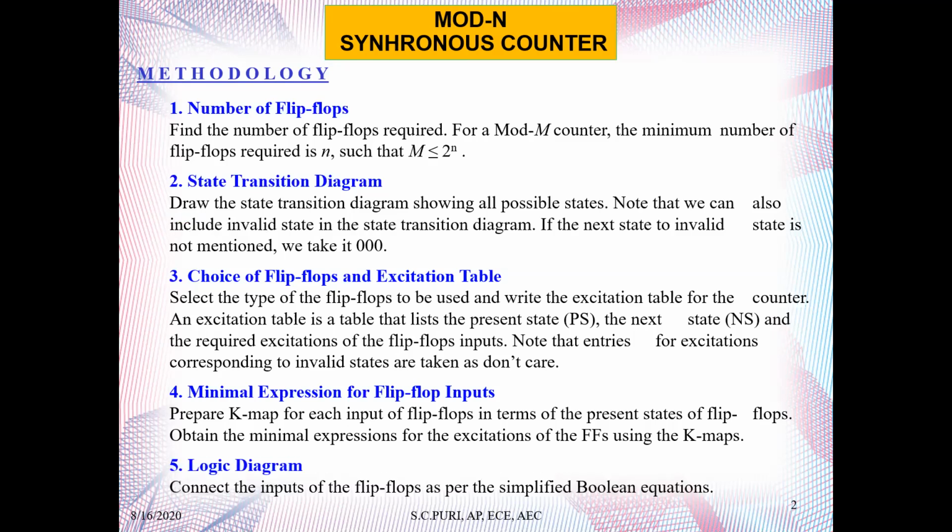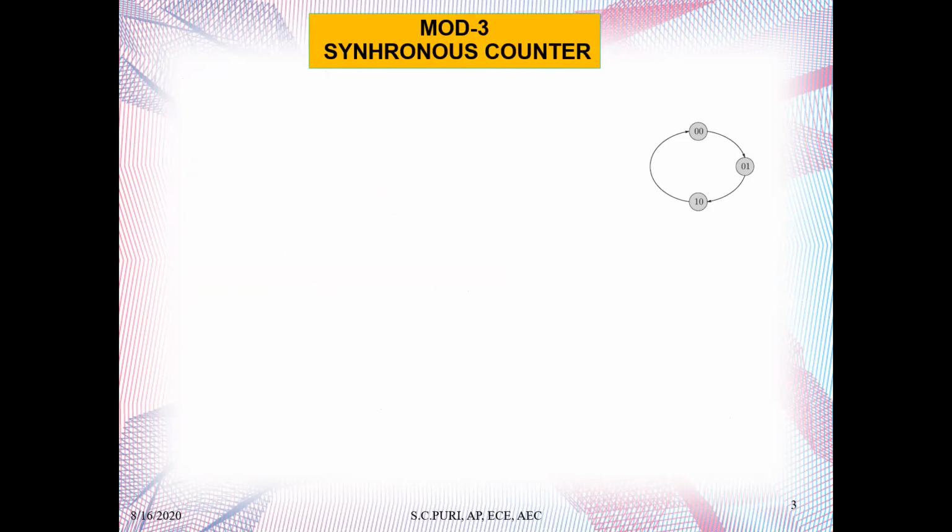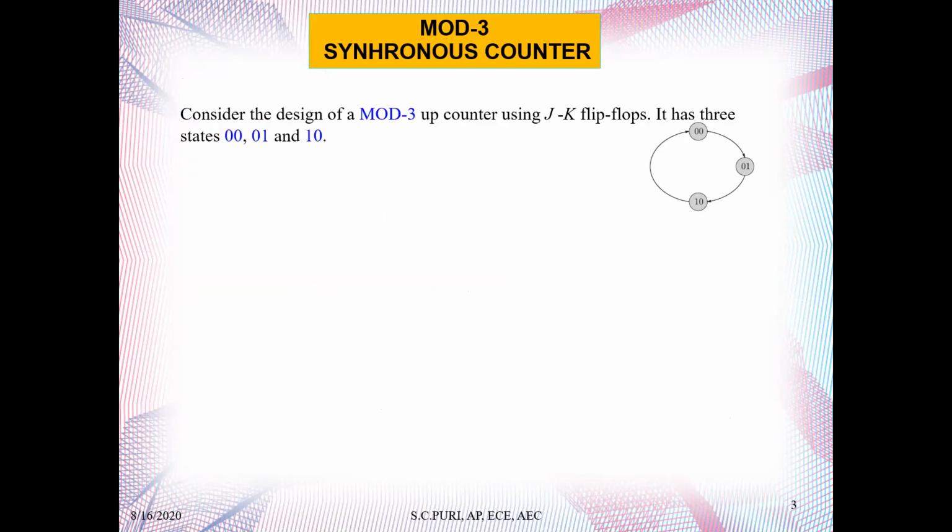Then step 5 is finally you go for the logical diagram. So connect the input to the flip-flop as per the simplified Boolean equations. So let us see a mod 3 synchronous counter as an example. You will be able to visualize these steps in this example.